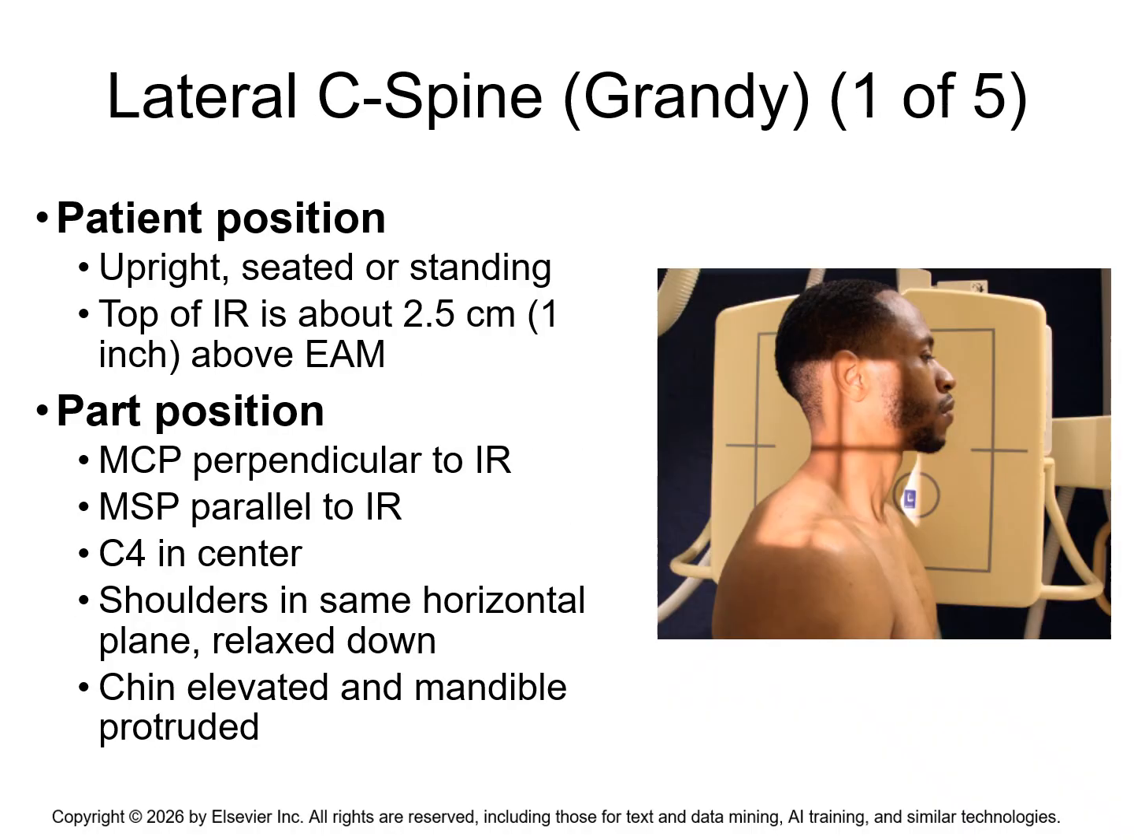Okay, now let's talk about the lateral C-spine, or the Grandy method. This is when we go back to 72 inches. They can be seated, upright, standing, or even lying down, and you do it cross table, however you need to get it done. The top of the image receptor is about an inch above the EAM. Really, since we're using 14 by 17, I'm not looking at the top of the image receptor. I'm looking at where the top of the light is. And so they have even more than they actually have to have, because remember, we have divergence.